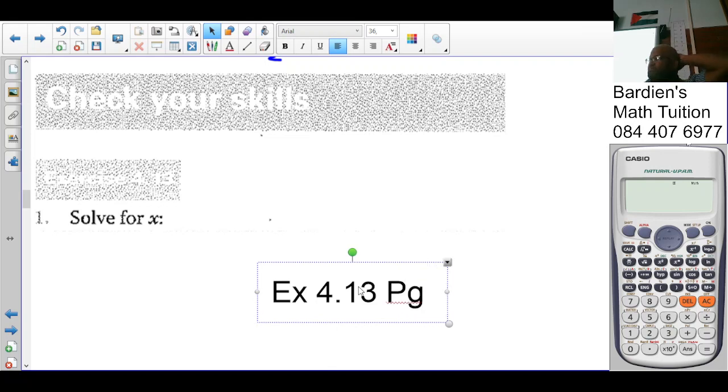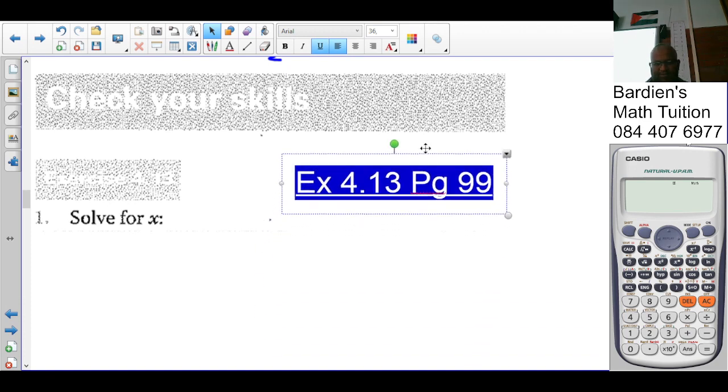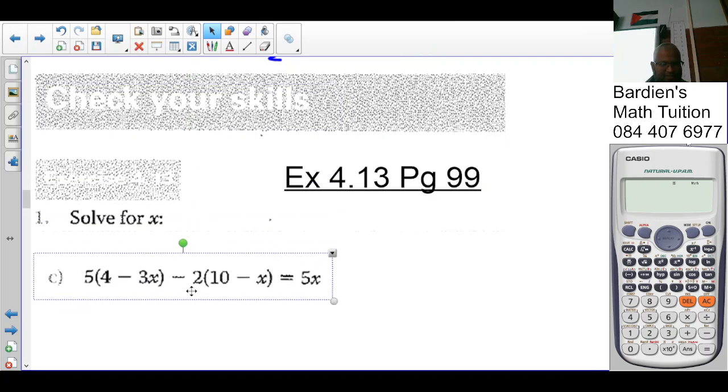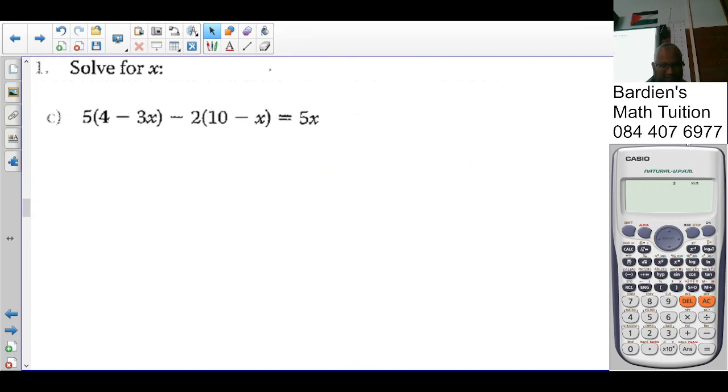What page is this on? 99. Right, number 1, what? C. C. Anything else in number 1? I. You guys. I. Anything else? I see there's an N, supposed to have been an X. Just check the answers. Does the answer have an N or an X? X. Then it should have been an X. Okay, so leave I.